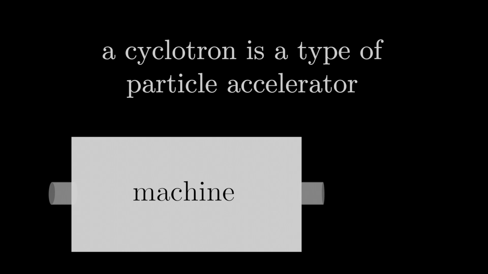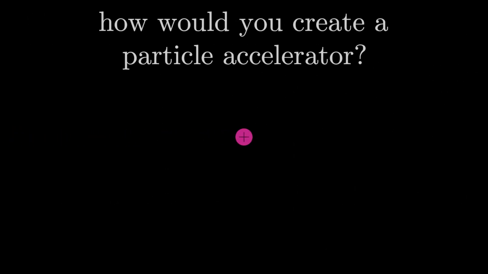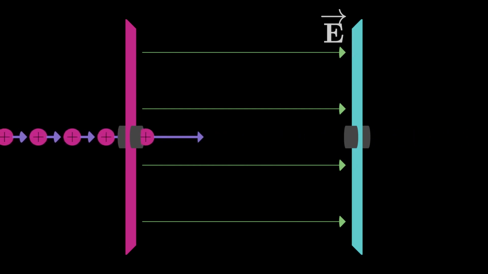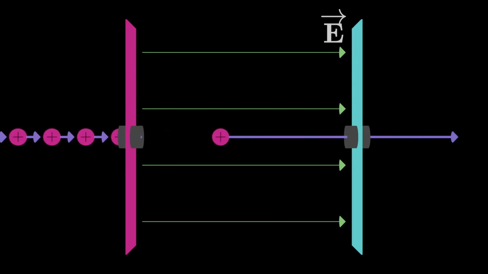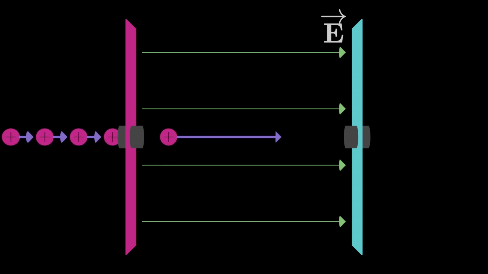Now, before we go any further, I want to ask you, how would you create a particle accelerator? How would you accelerate a charge to a high speed? The simplest way I can think of is you just stick a charged particle in a strong electric field, say the electric field between two charged parallel plates, and then just let the electric field work its magic. There might be an input for the particles, and you just let the electric field speed them up until they reach some output, and boom, you got a particle accelerator.